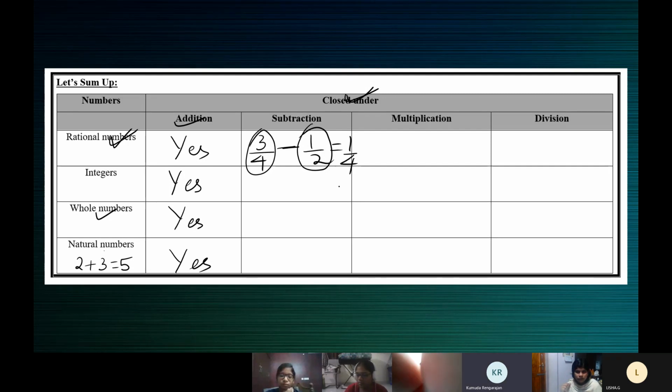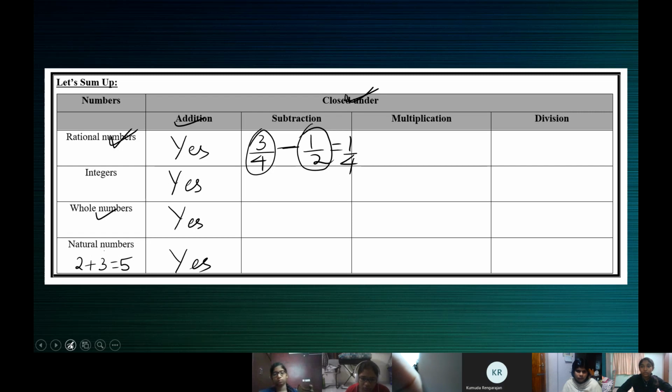Rational numbers, we have more collection. The answer can be positive, it can be negative, it can be zero, it can be fractions. You have more collection. The difference of two rational numbers is always a rational number. So yes.